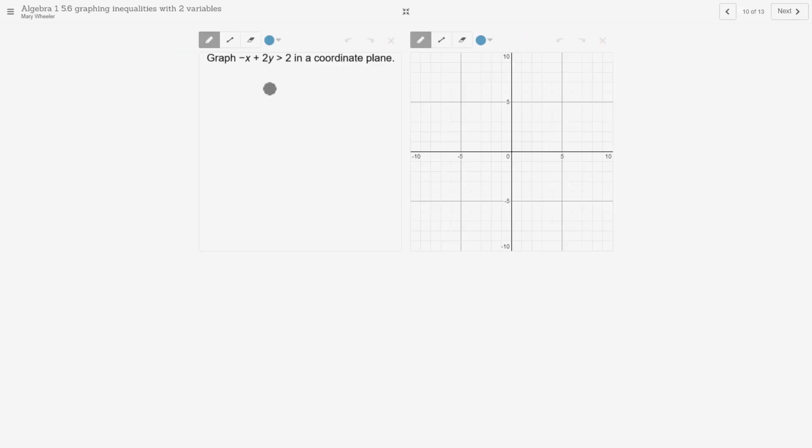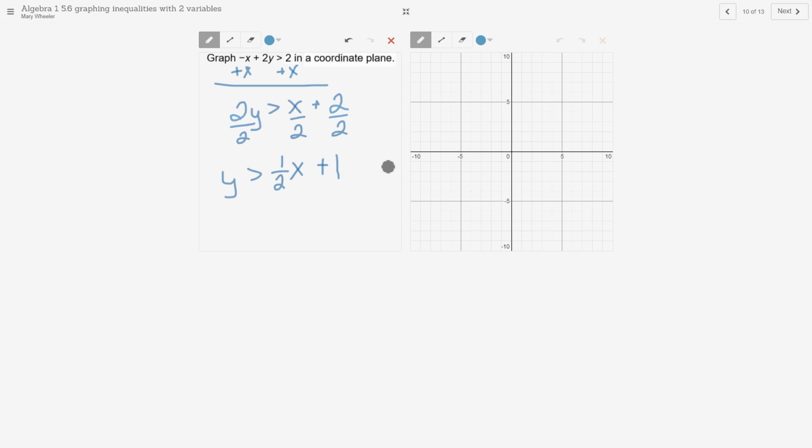All right, now we're going to go ahead and graph this. I'm going to first solve for y, so I'm going to add x to both sides. And that's going to give me 2y is greater than x plus 2. Divide each term by 2, because we're trying to get that y by itself. Y is greater than 1/2 x plus 1, and I'm just separating the x and the 1/2 out.